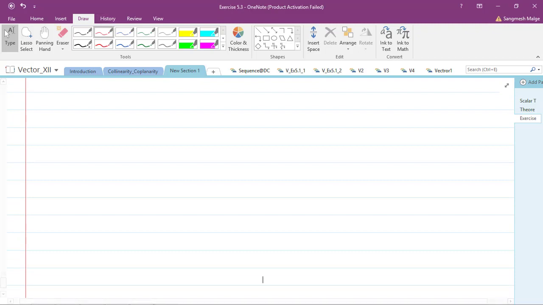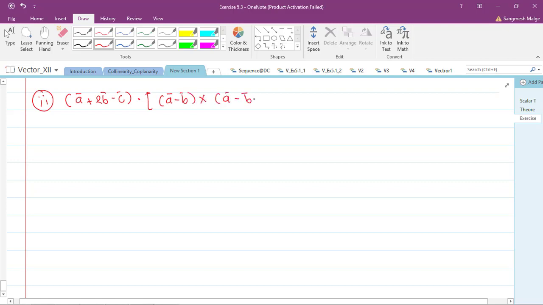Okay, so let's have the second one, the second part of the same question number 12. The second part is also the same: a bar plus 2b bar minus c bar dot box a bar minus b bar, a bar minus b bar cross a bar minus b bar minus c bar, is equal to 3 into a bar, b bar and c bar.